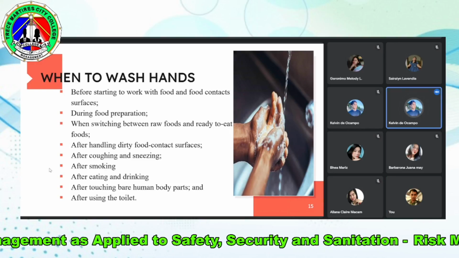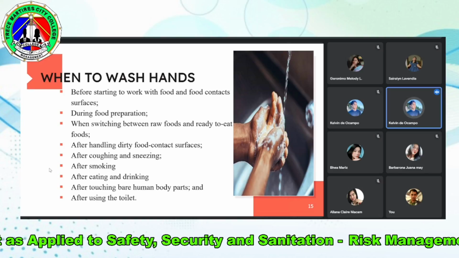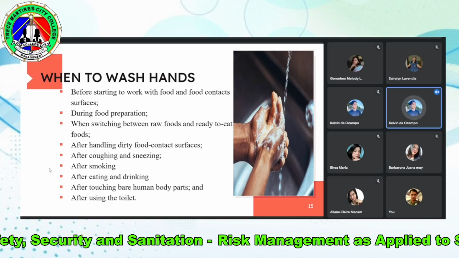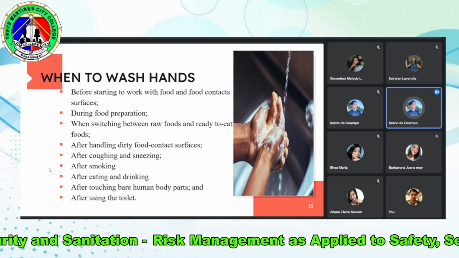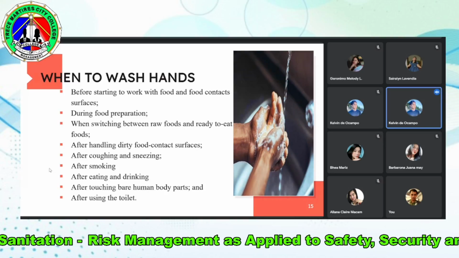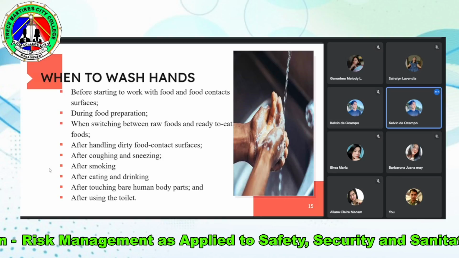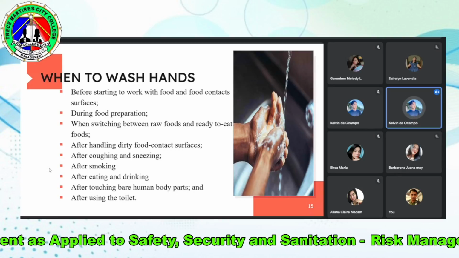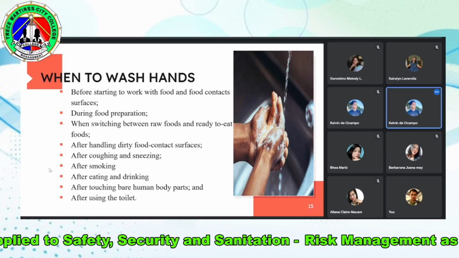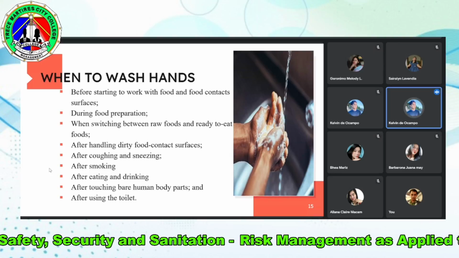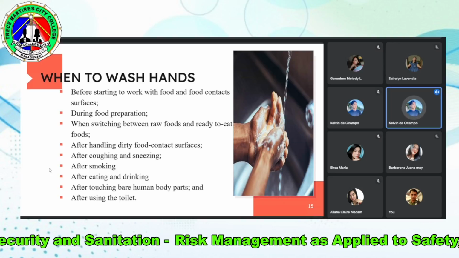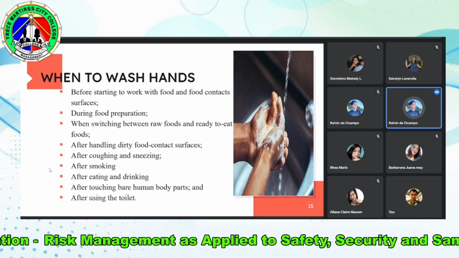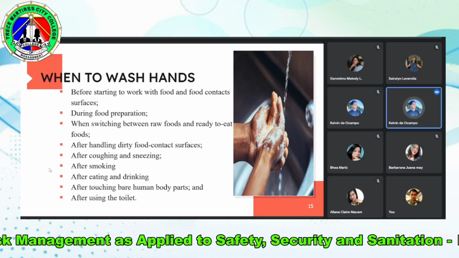When to wash hands? Before starting to work with food and food contact surfaces. So ayun, bago ka raw po magtrabaho at bago magkaroon ng contact sa mga food surfaces, maghugas po tayo ng kamay. During food preparation, so ayun, kung magsa-switch daw po habang nagpe-prepare ng food, ugaliin daw po yung paghuhugas hindi lamang ng kamay, pati na rin po ng mga kitchen utensils. Lalo na po kung limitado lang yung gamit natin.